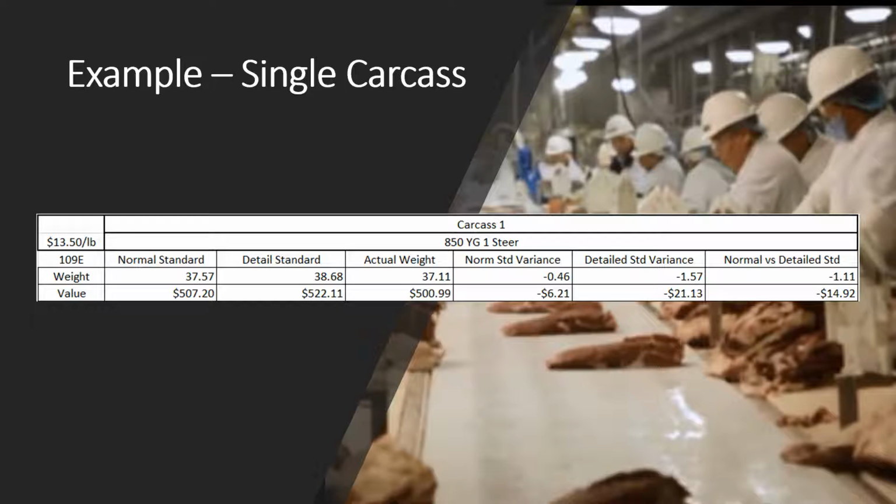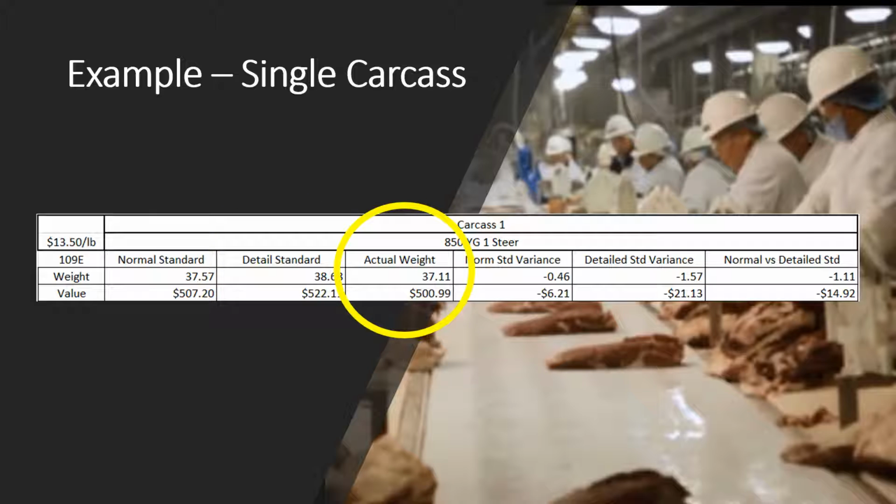This is an example of a single carcass. We're looking at a 109E at $13.50 per pound. The carcass we're looking at is an 850 pound yield grade 1 steer. The normal standard for this carcass as it went through fab would be about 37.57 pounds. The detailed standard that accounts for the fact that this is a yield grade 1 steer and not a yield grade 3 steer would be 38.68 pounds.